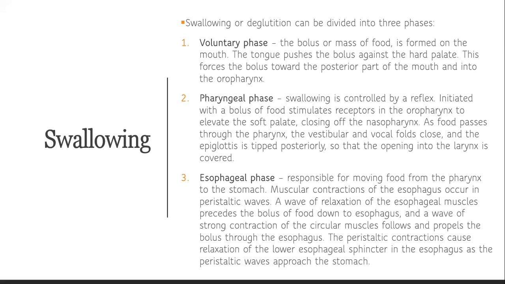And lastly, we have the esophageal phase, which is the moving of food from the pharynx to the stomach. During this phase, there will be muscular contractions of the esophagus that occur in peristaltic wave. There is a wave of relaxation in the esophageal muscle that precedes the bolus of food down the esophagus, and a wave of strong contraction of circular muscle follows and propels the bolus through the esophagus.